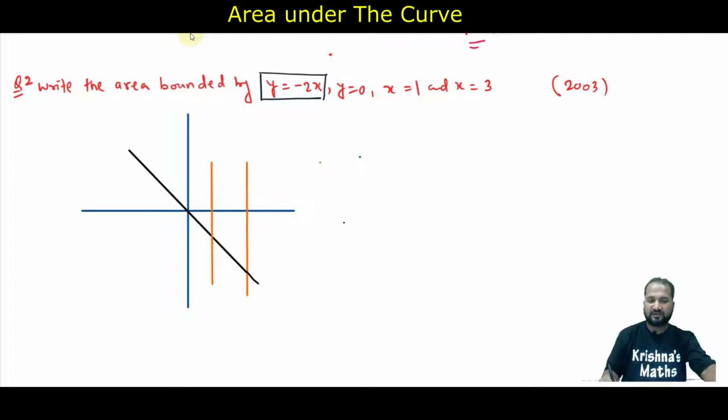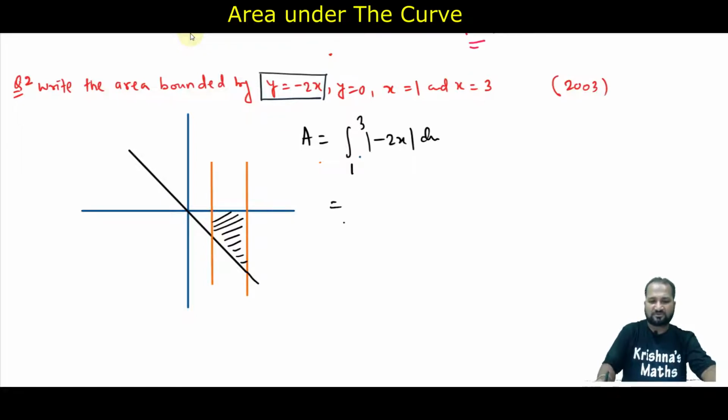So what is the area required? Area bounded by y equal to minus 2x, y equal to 0, meaning the x axis, x is equal to 1, and x equal to 3. So this is the area required. And since the area lies below x axis, negative sign as well. So required area is equal to mod, keep it inside, integration 1 to 3 y dx, y is minus 2x, mod into dx.